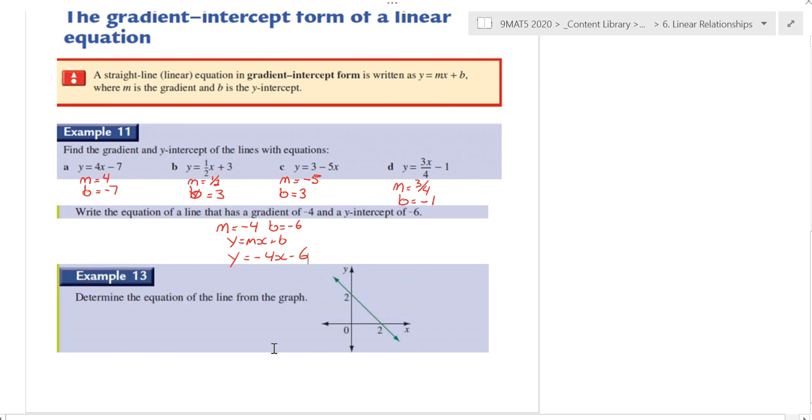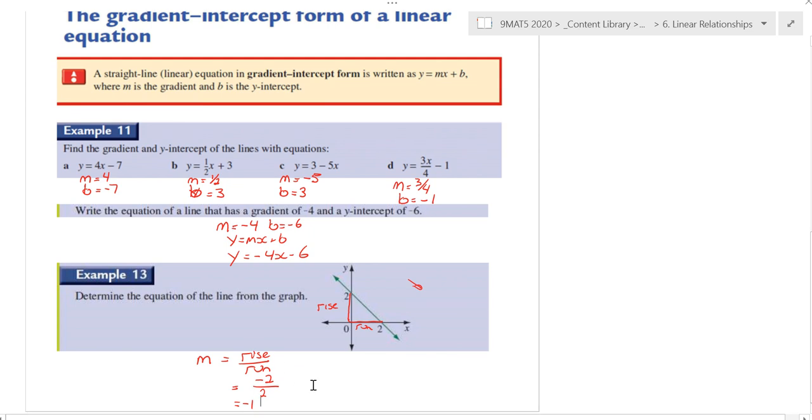So finally, determine the equation of the line from the graph. What we want to do in the first place is find m. We need the gradient. Looking at these points, this is my rise, this is my run. So m equals rise over run. I can see that this is negative because it's going down, so I'm going to give it a negative rise. The rise is negative 2, and the run is also 2, so negative 2 divided by 2. The m is minus 1.